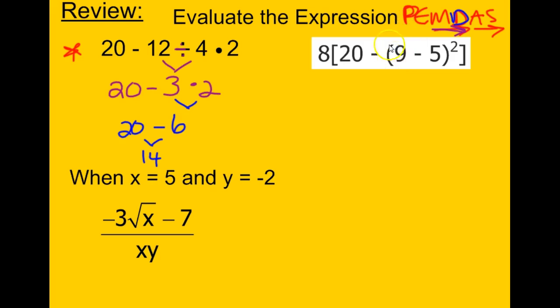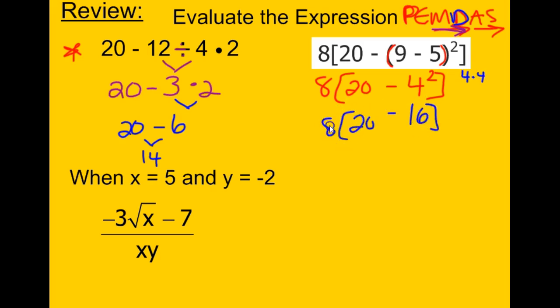On this next one, same thing. Let's do parentheses first. If we have more than one set, we start on the inside. 9 minus 5 is 4, and that's squared there. So then 4 squared is really 4 two times. 4 times 4 is 16. Inside here, still doing our parentheses, 20 minus 16 is 4. And last, we just have 8 times 4, which is 32.